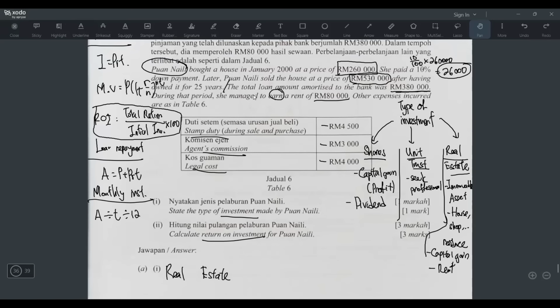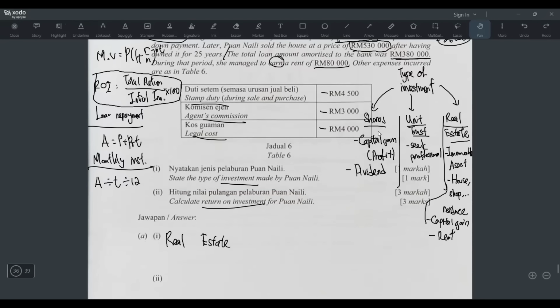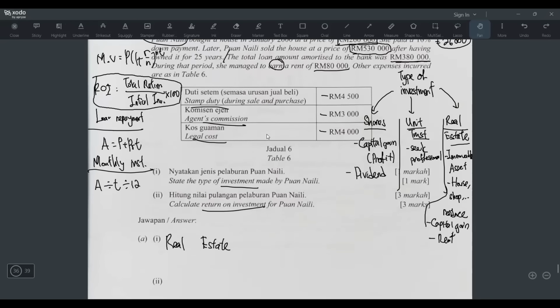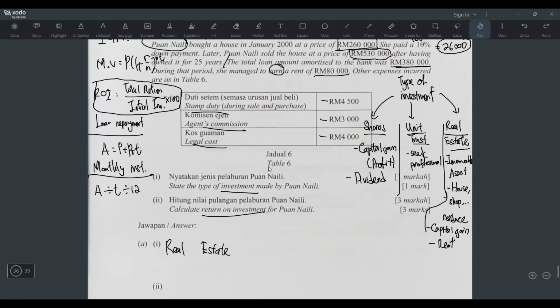Because there are many things you have to remember. Shares is very easy. Just take the selling price minus the buying price and then plus the dividend. That's it. But this one there's more stuff to remember. But actually it's also easy. Okay, I'll teach you now.